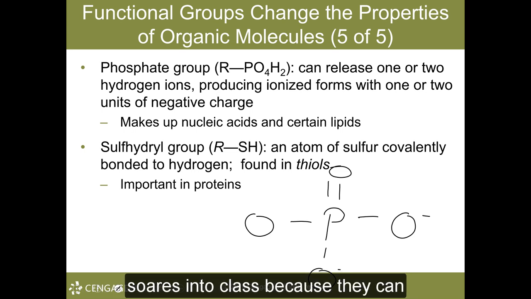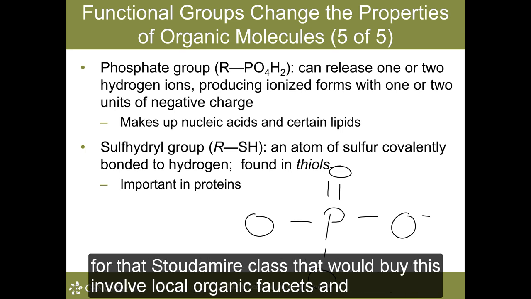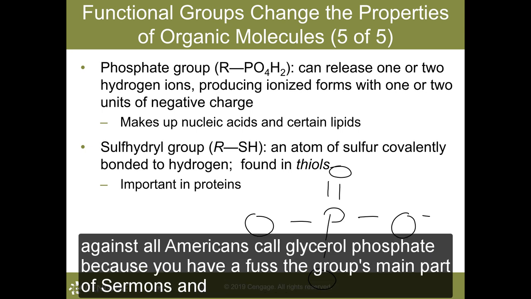The phosphate group can release one or two hydrogen ions, producing those ionized forms with two units of negative charge. Just keep in mind that we find this in organic phosphates. I'll go down to glycerol phosphate, because we do have the phosphate groups being part of certain lipids.